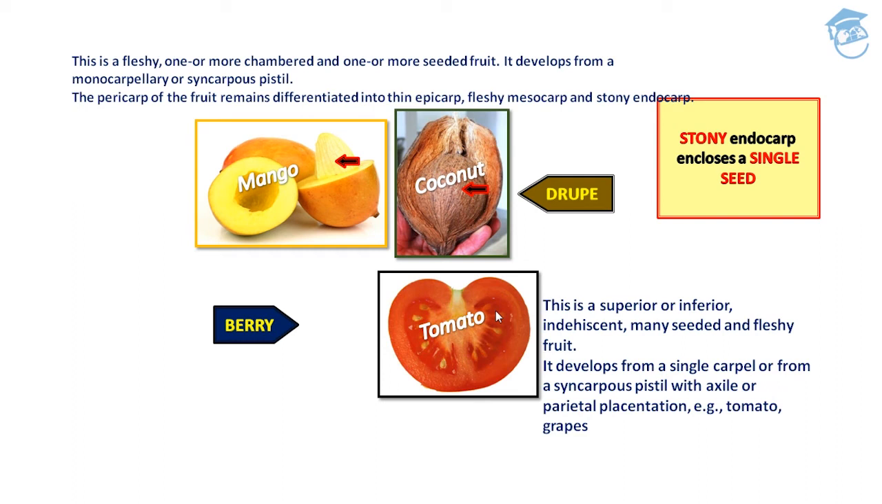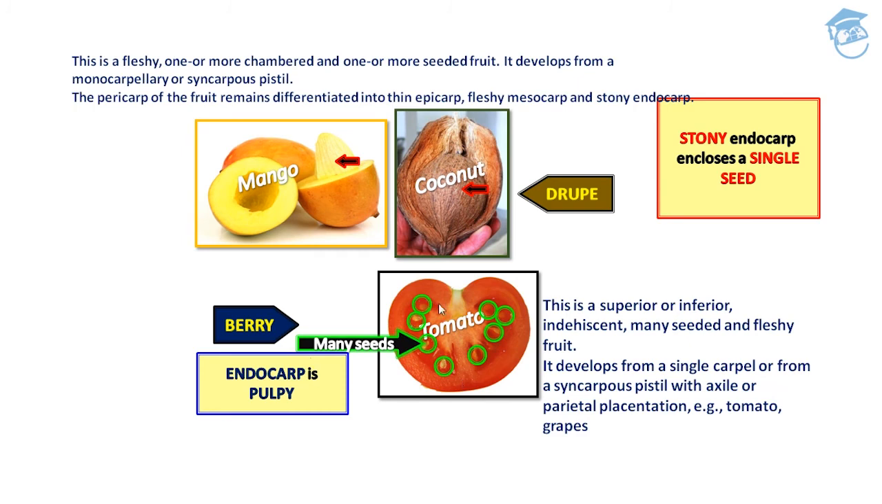develops from a single carpel or single gynoecium, that is female reproductive organ, or from a syncarpous pistil with axile or parietal placentation. I have already taught you about the placentation, 5 types of placentation in the chapter Anatomy of Flowering Plant. You can refer to that for better understanding. Okay, so berry is superior or inferior indehiscent fruit, many seeded or fleshy fruit. It develops from a single carpel or from syncarpous pistil with axile or parietal placentation, as seen in tomato and grapes. See, it is many seeded plants, right?